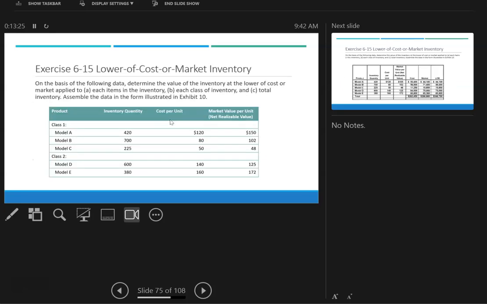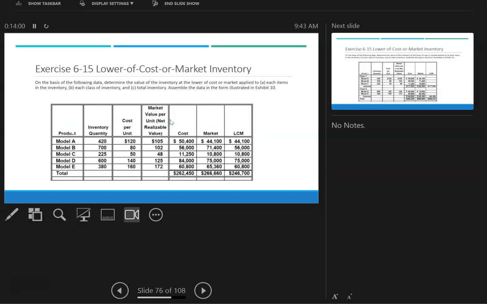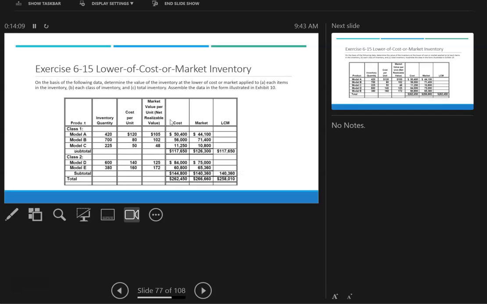Excellent. So this basically, I feel like I need to get moving here. This basically shows you how to calculate the lower of cost or market. If, as you see here, Class 1 Model A, the cost is lower than the market value, you do nothing. You do nothing with B. But what about Model C? Because the market value is lower, we're going to need to adjust that item in inventory. Same with Model D. So if the market value is lower, we're going to need to adjust our inventory to show the lower of cost or market value.